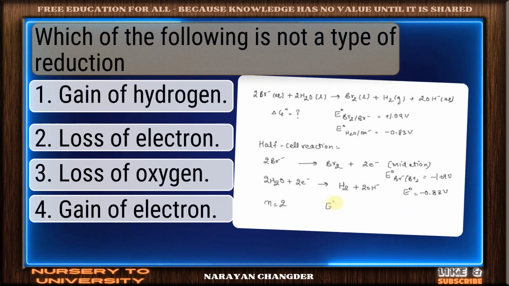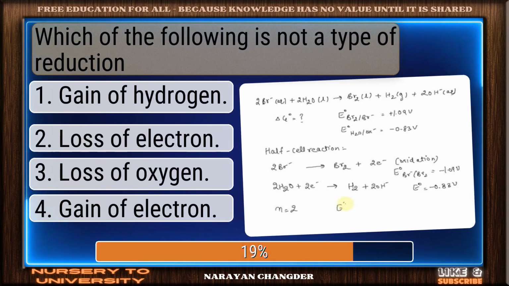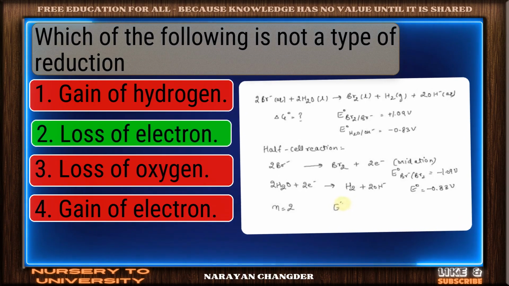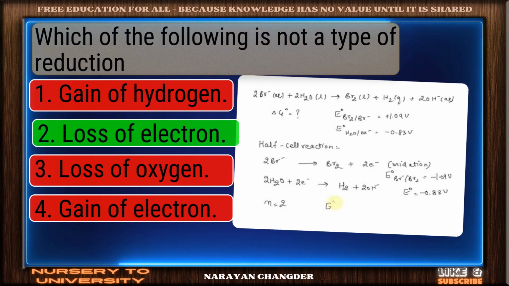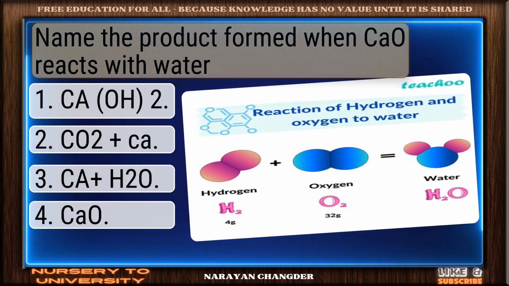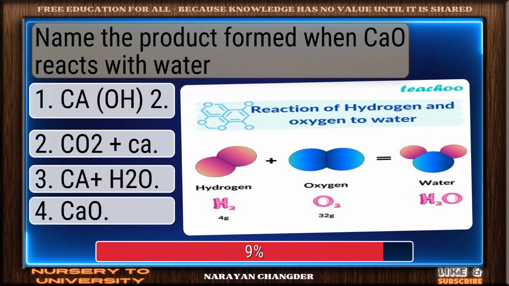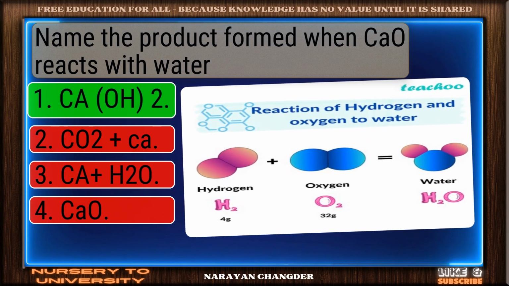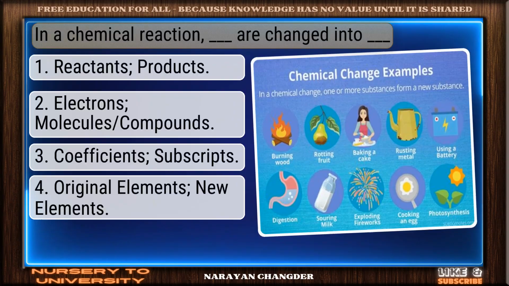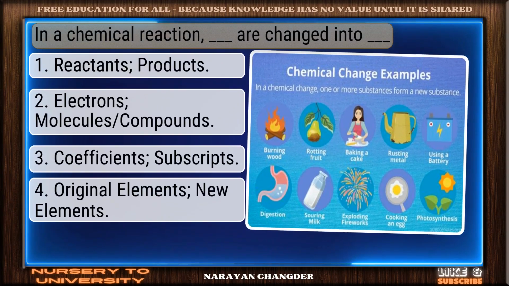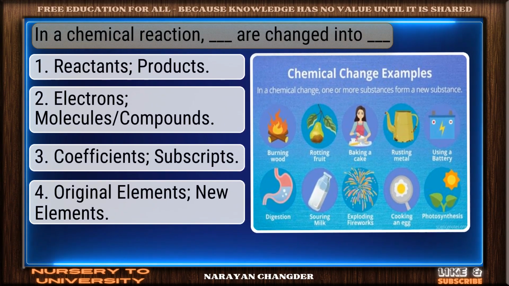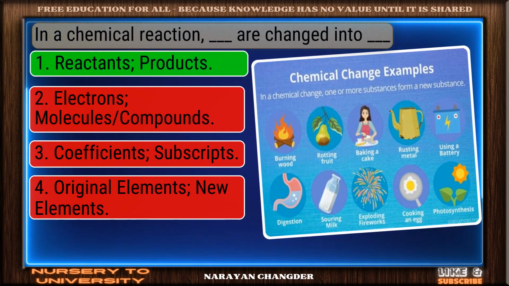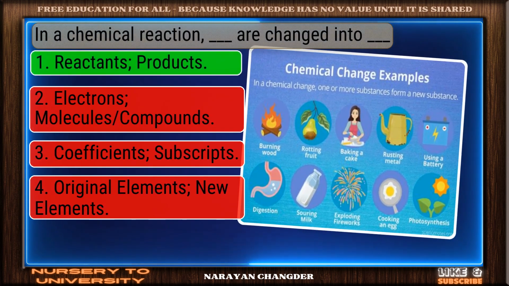Which of the following is not a type of reduction? Excellent. Loss of electron is well reasoned. Name the product formed when CaO reacts with water. Correct response. Ca(OH)2 is accurate. In a chemical reaction, dash are changed into dash. You're right. Reactants, products is correct.